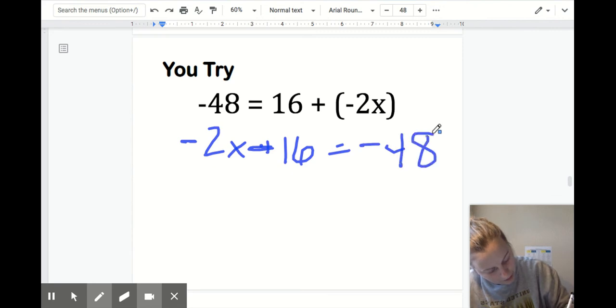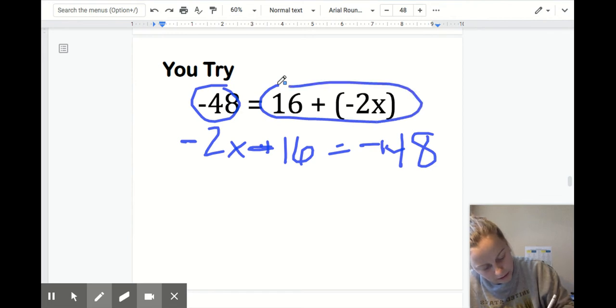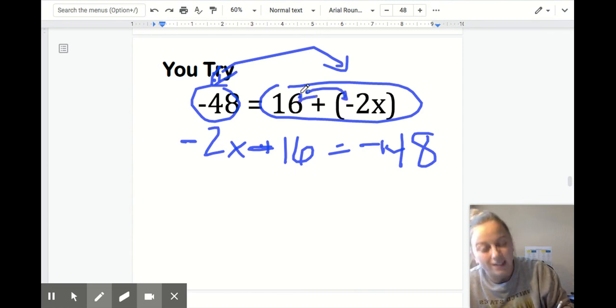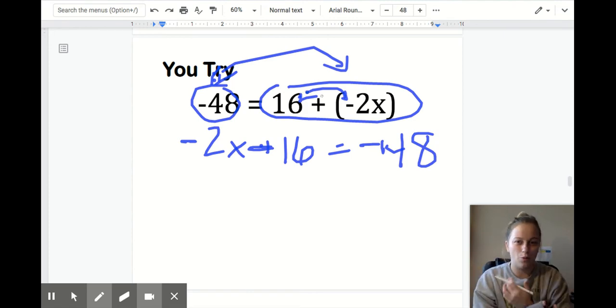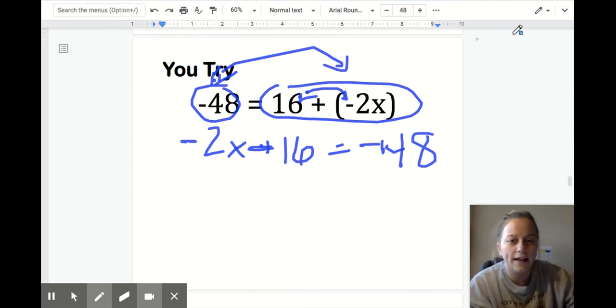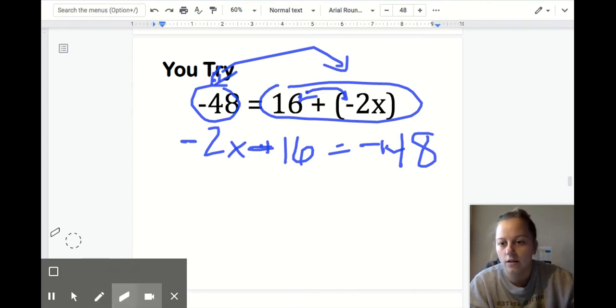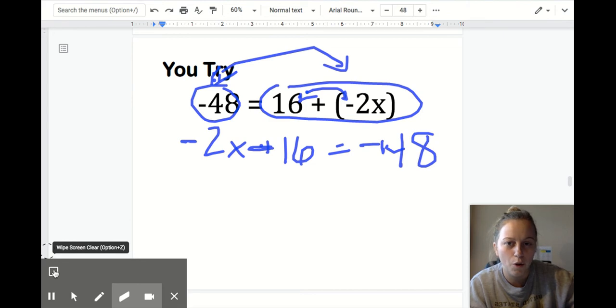-48. So what I did here is I switched the sides of the equals sign, but then I also switched the order of my addition, because addition can be written both ways. So rewriting it like this might help you in the long run. So if you wanted to rewrite it as -2x plus 16 equals -48, you could do that. So go ahead and try this one in your notebook.